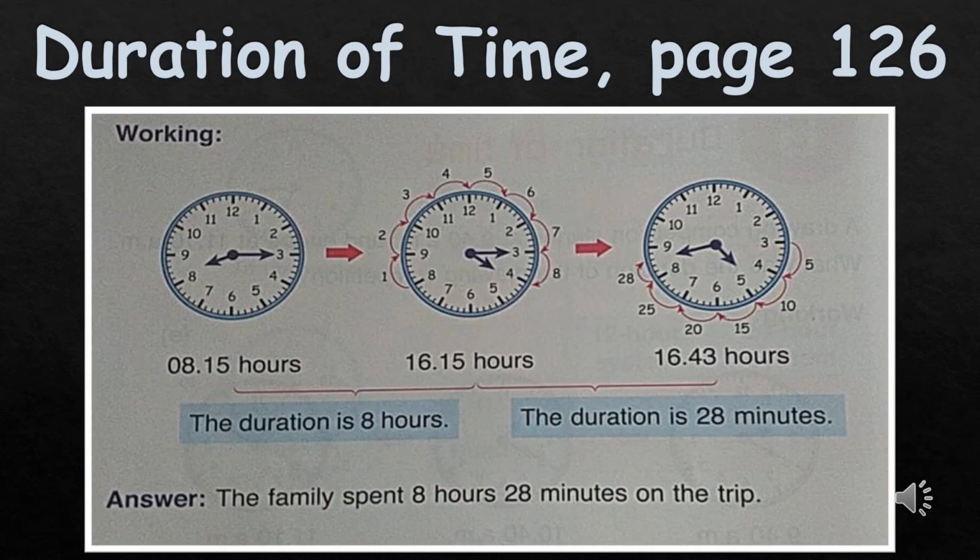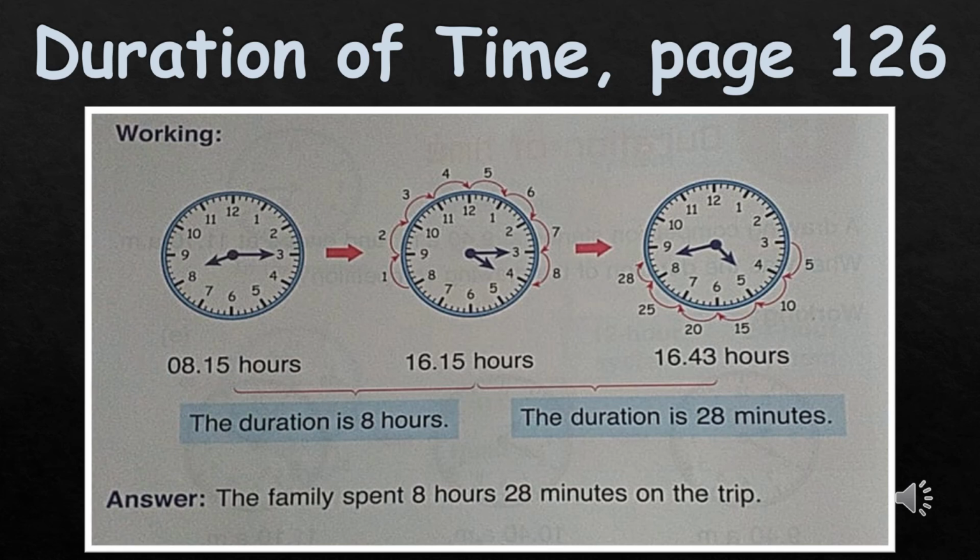Okay, so the whole trip took 8 hours and 28 minutes. How do we know that? Well, we just count the hours. So they left the house at 8:15. So we can count how many hours it takes until it's 43 minutes past 4.